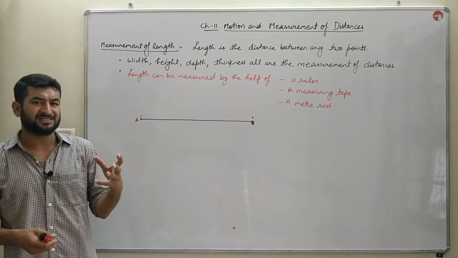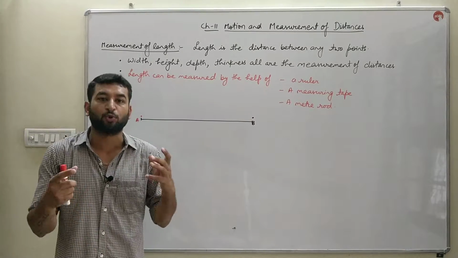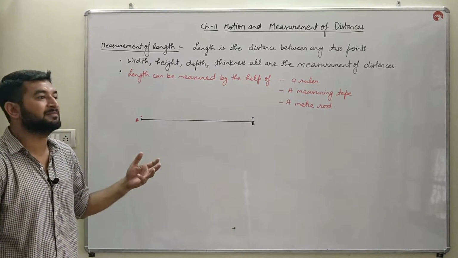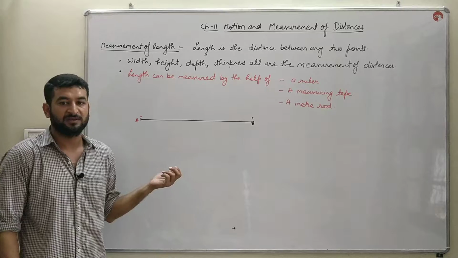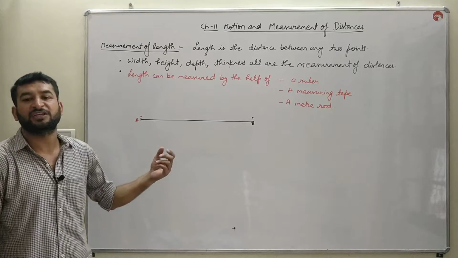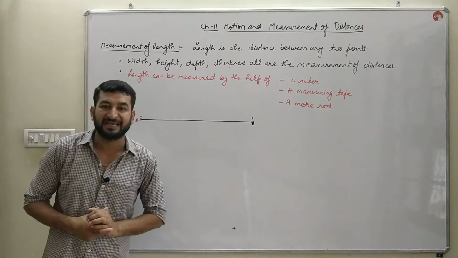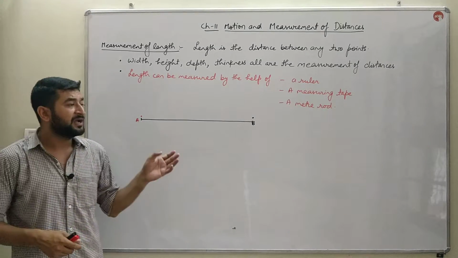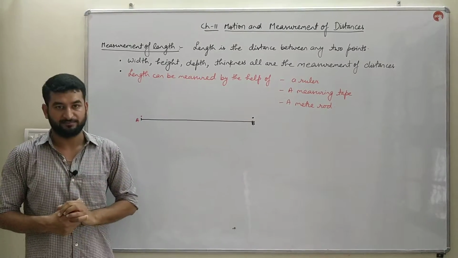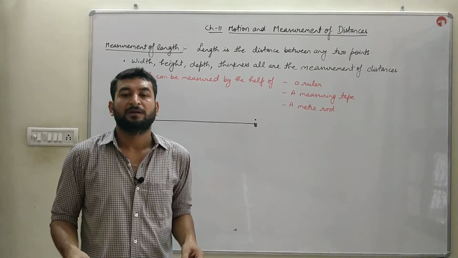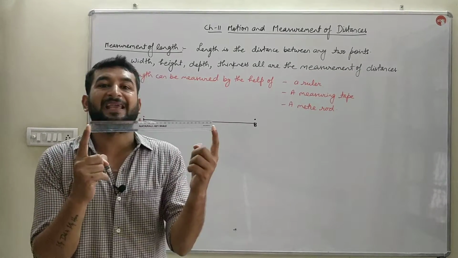We use various devices, various measurement tools to measure the length, or you can say measurement of distance. To measure the length, we can use a ruler or a scale. We can use a measuring tape or a meter rod. This is a measuring scale, bache.